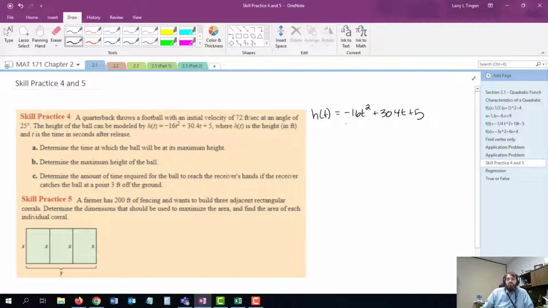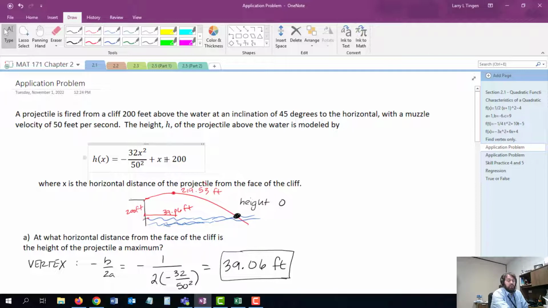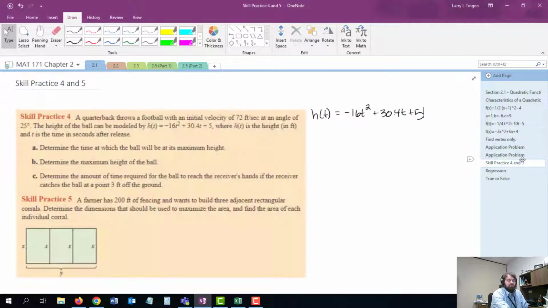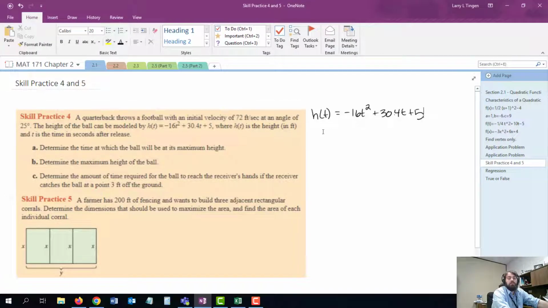This is what I meant on an earlier problem when I said the physics equation didn't look like the ones you'd seen before, right? When you started with this height equation, the coefficients are very different. This is what we're used to seeing, right? A is either negative 16 or negative 9.8. But here's the equation. Part A, determine when the ball will be at the maximum height. This is a parabola that opens down, so the vertex is a maximum. Find it.